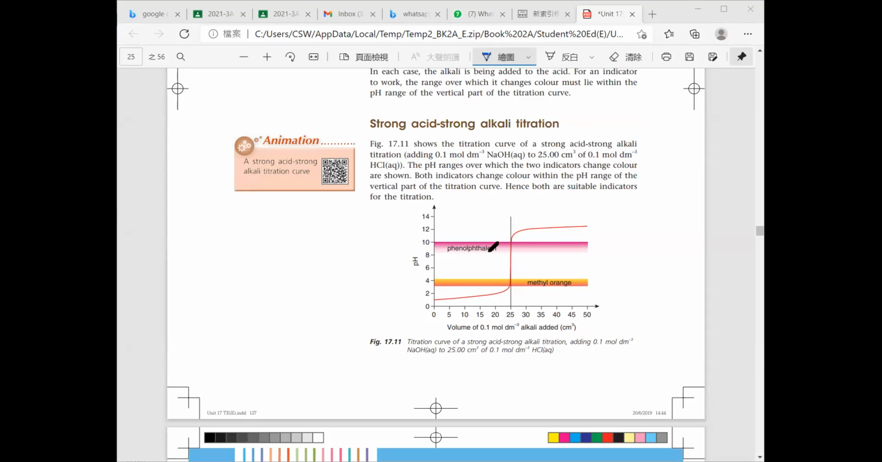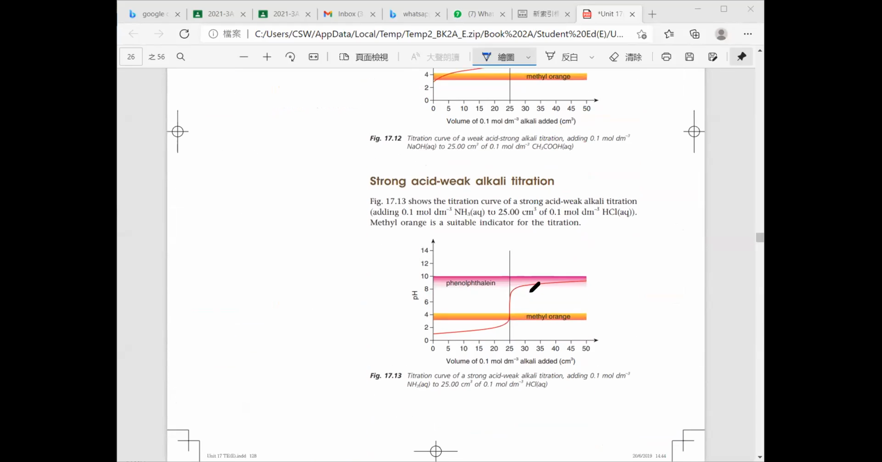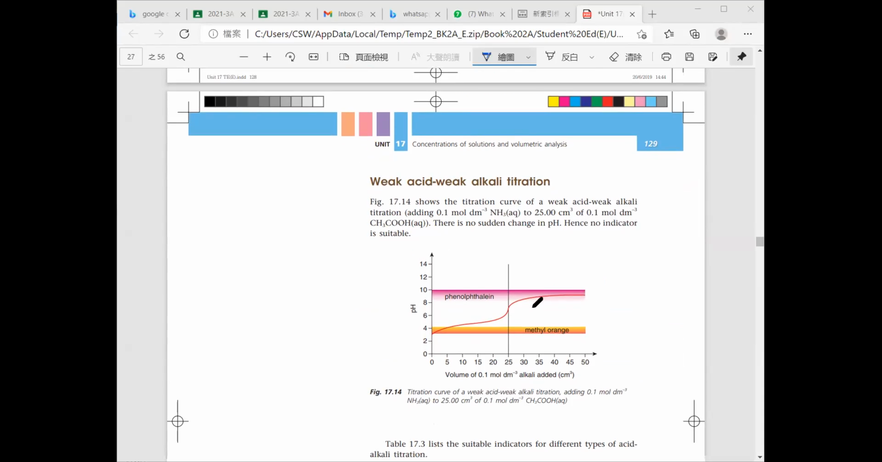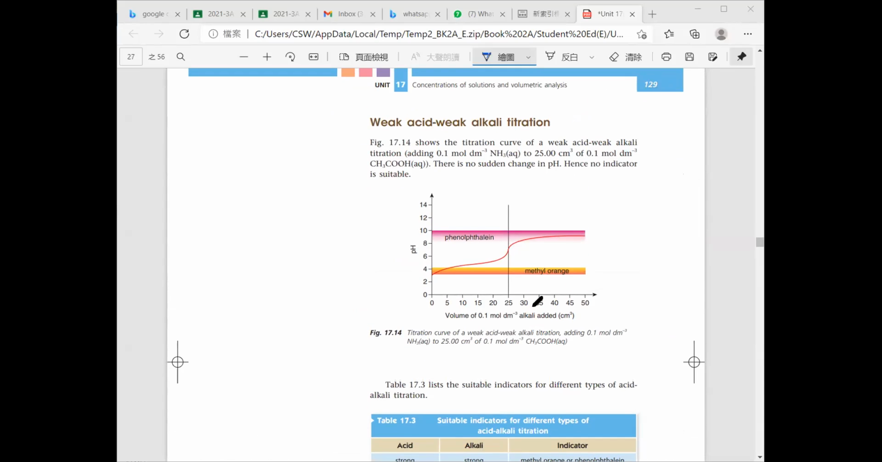Strong acid, strong alkali, you use either indicator. Weak acid, strong alkali, you use phenolphthalein. And strong acid with weak alkali, we will use methyl orange. But for weak acid with weak alkali, neither will be possible. So this is the second part.